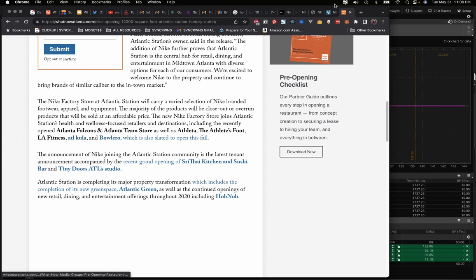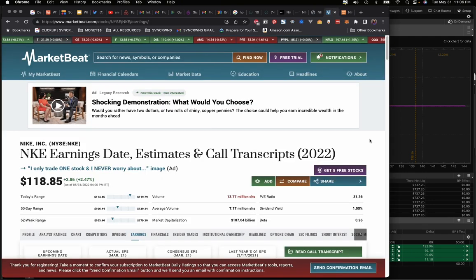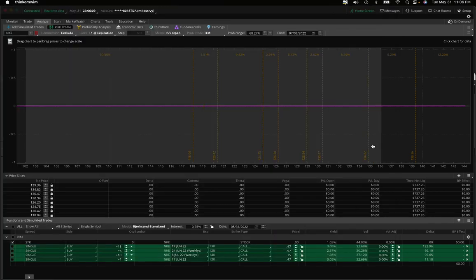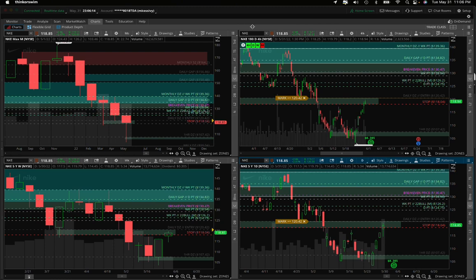And then the last thing is we look at the earnings report at marketbeat.com. So that's the whole process. I hope you guys are able to digest that. It's a lot of steps, but welcome to my workflow for swing positions.